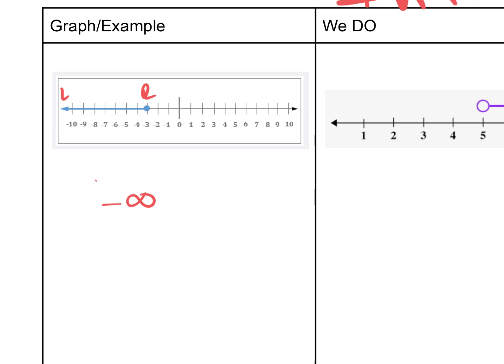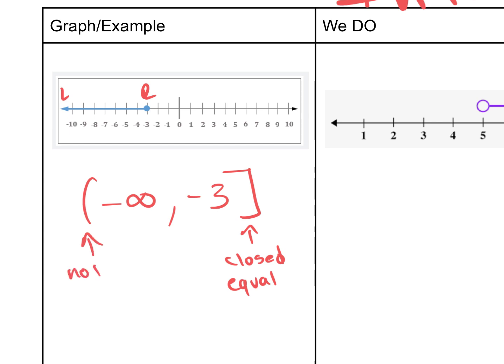So unbounded is parentheses. And then on the right side, my bound is -3, and that one has a closed circle. Closed circle is bracket. Closed circle means that we're equal to, so I do bracket. Parentheses means not equal to. We can't be equal to infinity because it's not really a number, so we can't be equal to it.